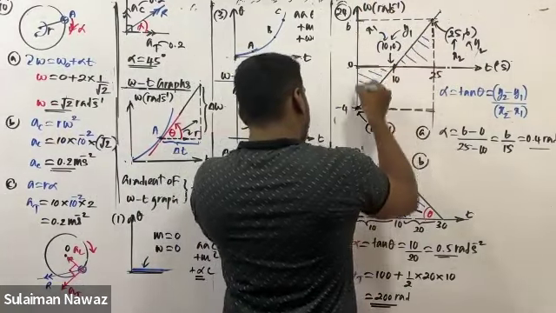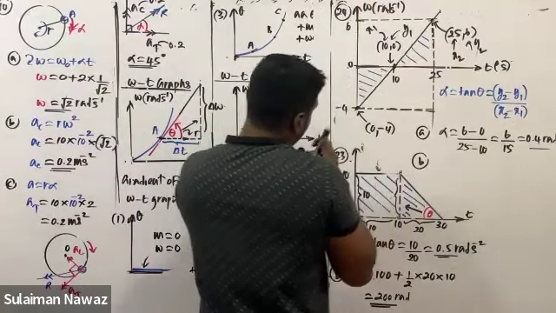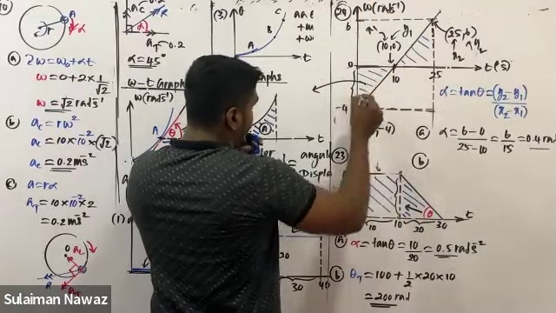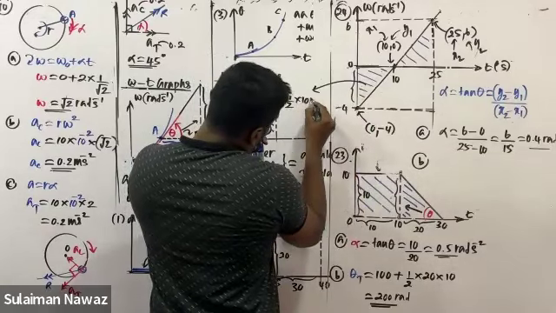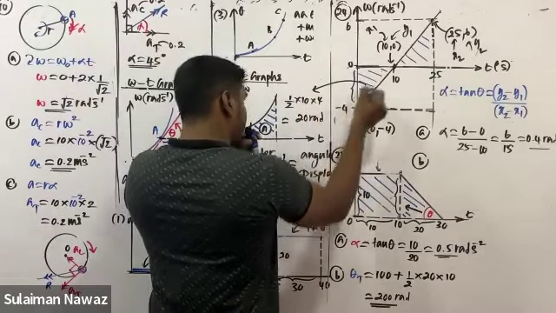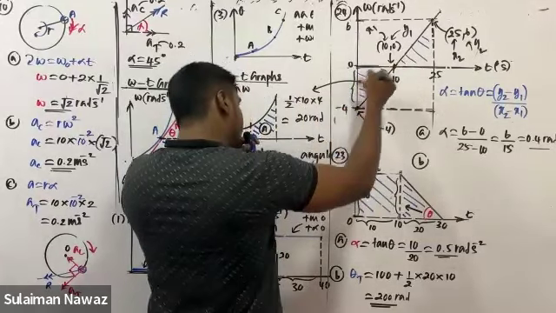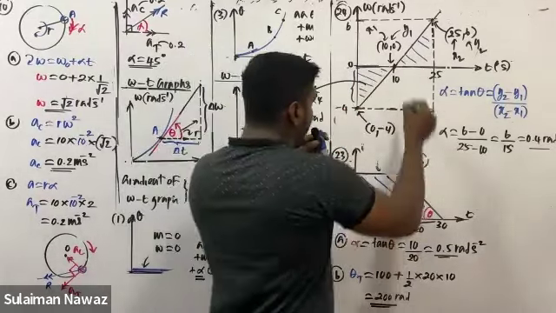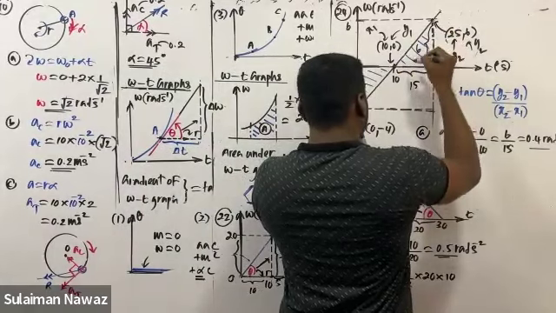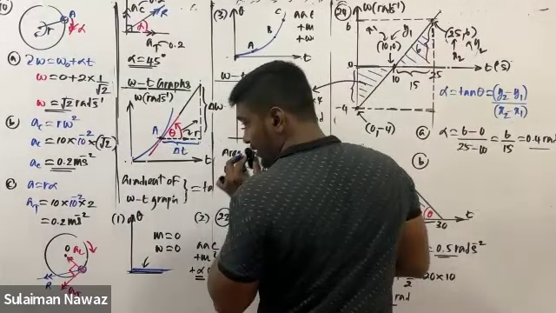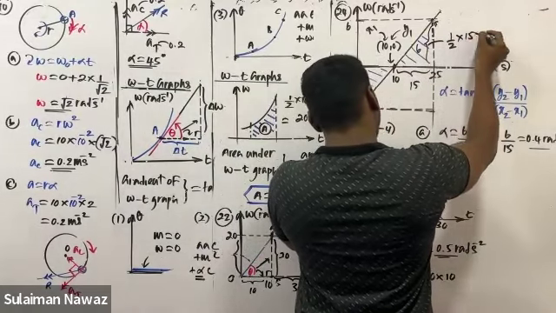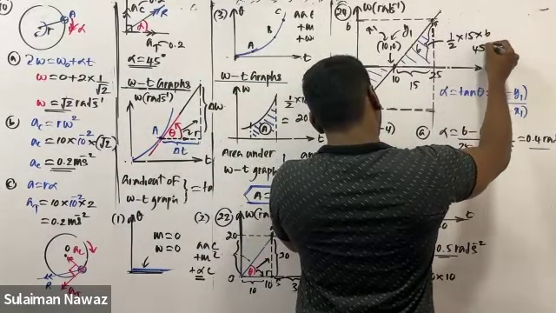What is the area of this triangle? You know that, base 10, this height is 4. Half into 10 into 4, you are getting 20 rad. The area under this triangle is 20 rad. For this other area, base 15, height is 6. The equation is half base 15, height 6, which is 45.